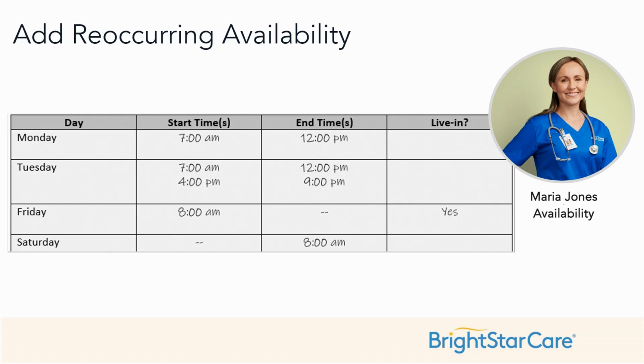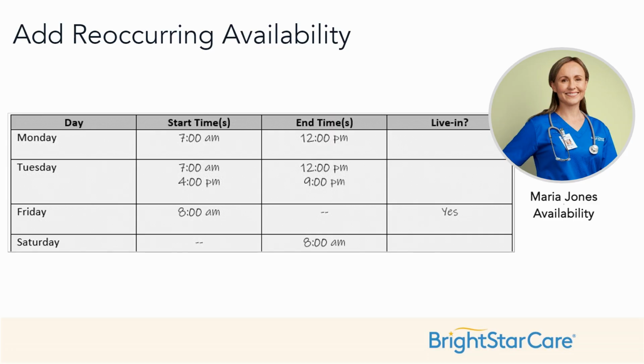Before we enter your recurring availability into ABS Mobile, let's take a look at the example we have on the screen of Maria's availability. Maria is available on Monday from 7 a.m. to 12 p.m. On Tuesday, she has more than one availability timeframe. She is available from 7 a.m. to 12 p.m. and from 4 p.m. to 9 p.m. On Friday, she has a live-in availability, which means she is available for a 24 hours period from 8 a.m. on Friday to 8 a.m. on Saturday. We recommend doing the same exercise before you enter your recurring availability in ABS Mobile.